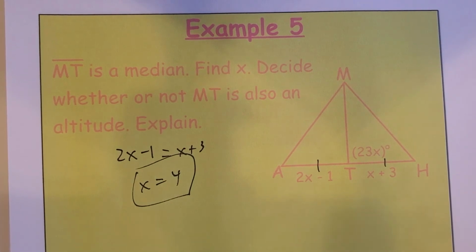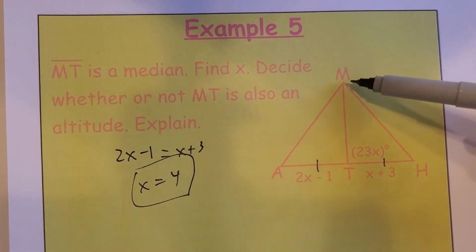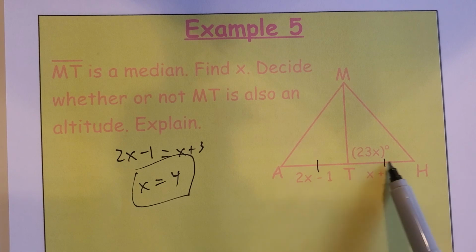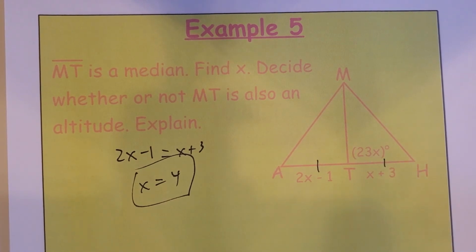Decide whether or not MT is also an altitude. All right. So we just talked about altitudes a couple of problems ago. With altitudes, you have perpendicular segments, which means you have right angles. So if MT formed a right angle with AH, that is how you would be able to say whether or not it's an altitude. If this angle is 90 degrees, then it is an altitude. And if it's not, it's not.